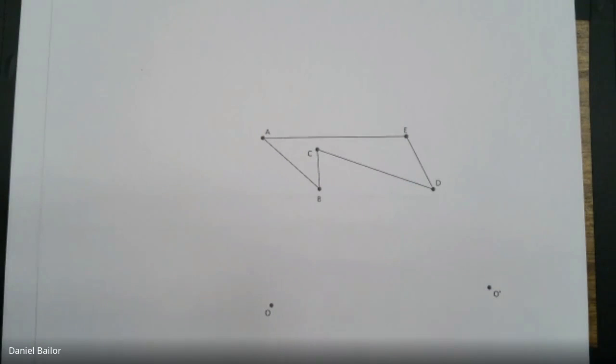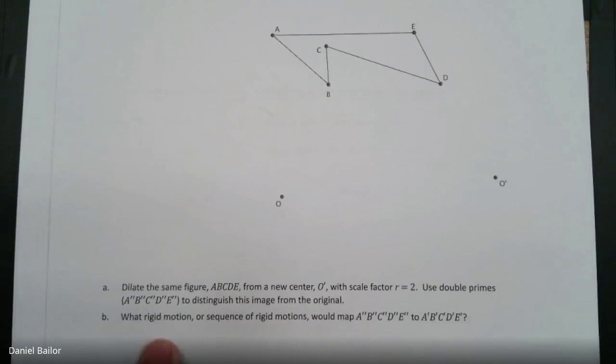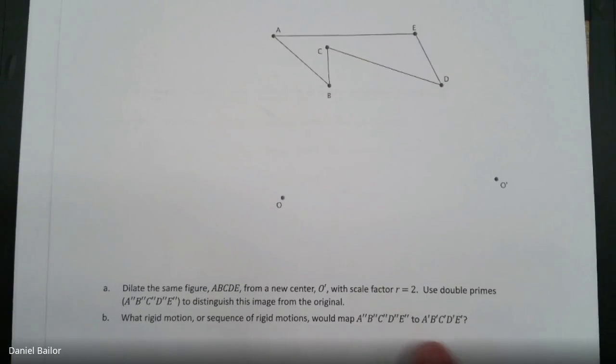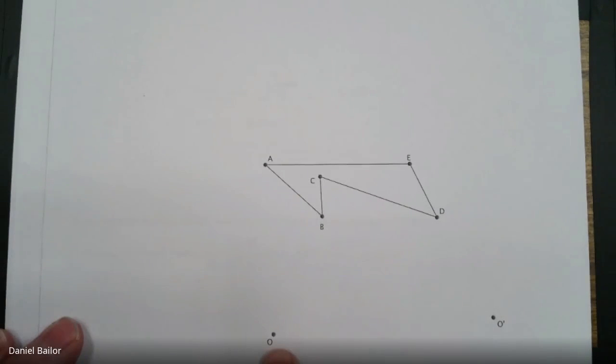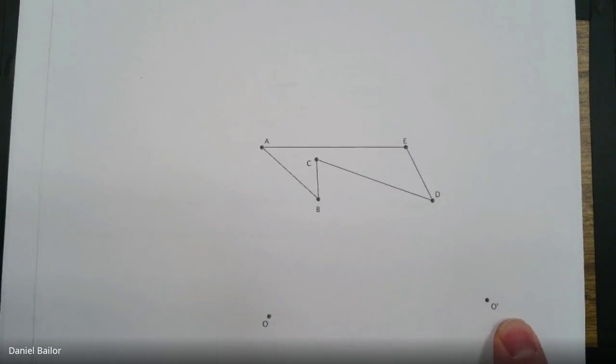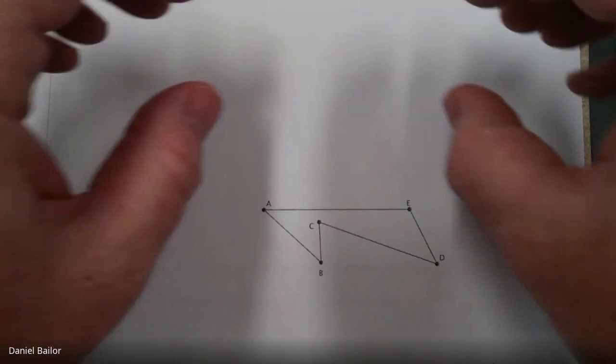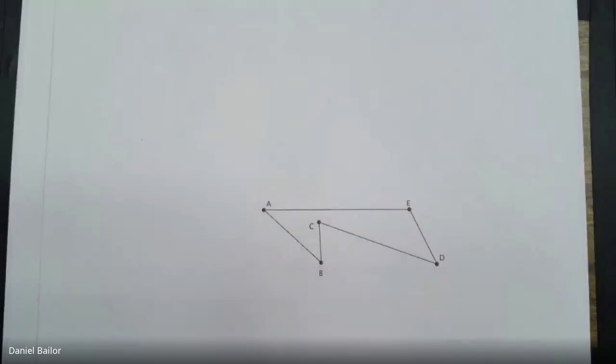So that's the first thing you're going to do. You're going to do 2 dilations, and then part B says, what rigid motion would move your dilations on top of each other? So dilate this center first, then dilate this center, and then you're going to get 2 figures up here. How do you put them on top of each other?